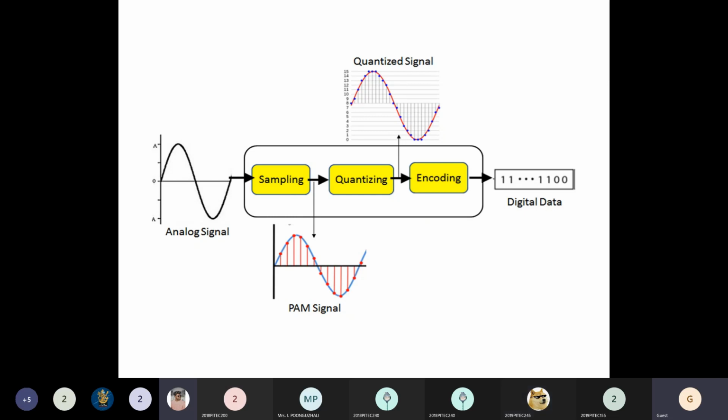That PAM signal is quantized by using the quantizer. The amplitude of the PAM signal is discretized by this process, which is the quantization process. Then it goes to the encoding. The quantized and discretized amplitude signal is encoded with the help of an encoder. That signal is converted into a sequence of digital bits. Thus, our analog signal is converted into a digital signal.